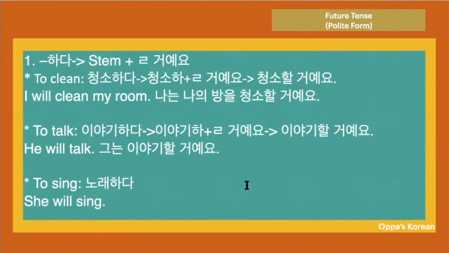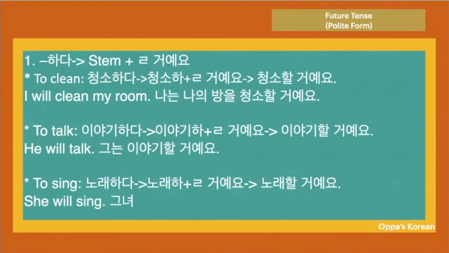Next example, to sing, 노래하다. So find the stem first, 노래하, that's the stem, plus ㄹ 거예요. And it goes to 노래할 거예요. In a sentence, she is 그녀, subject marker, 그녀는, will sing, 노래할 거예요.